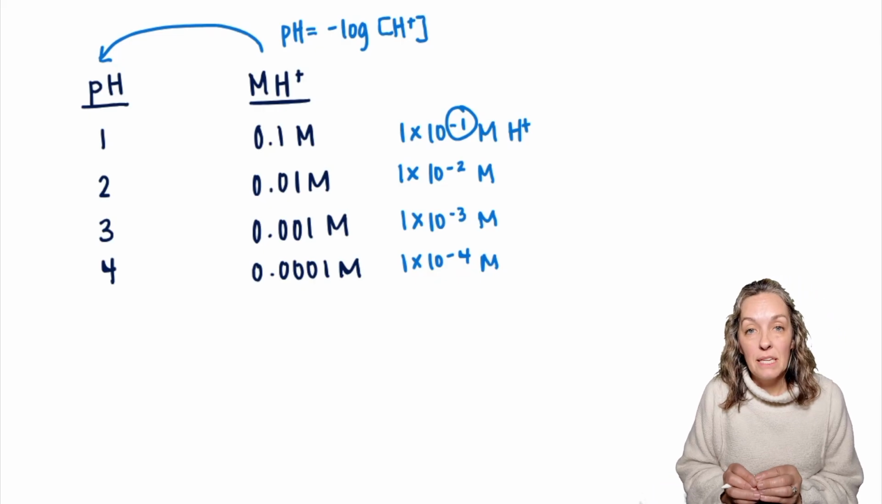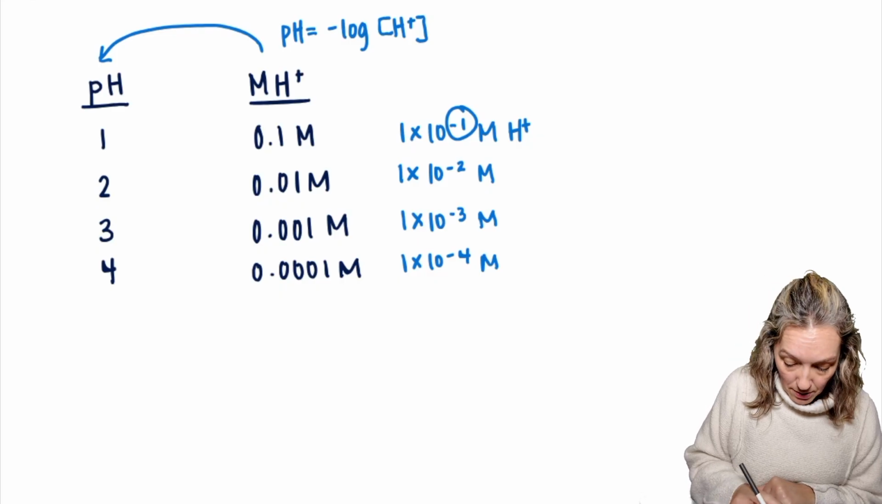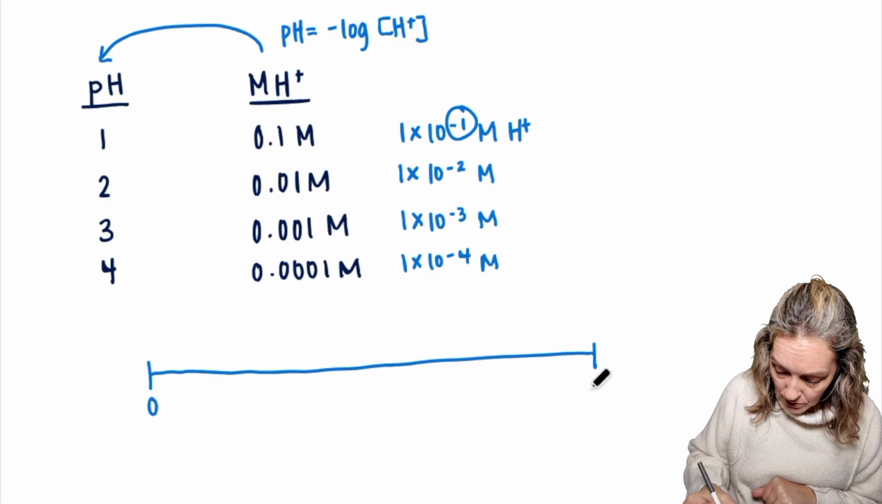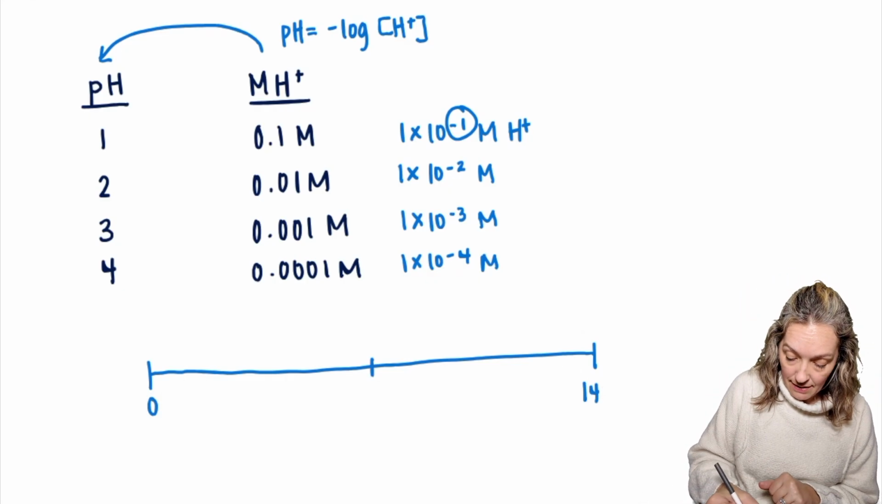This brings us to the pH scale. So if we were to look at a pH scale, it is going to range anywhere from 0 to 14. And right in the middle of that scale is 7.